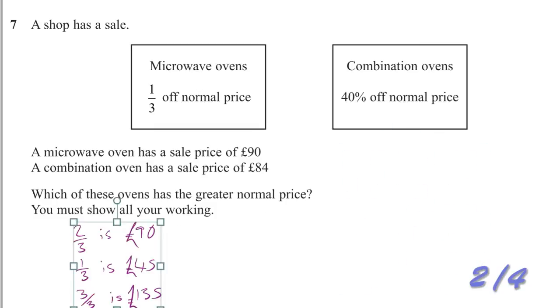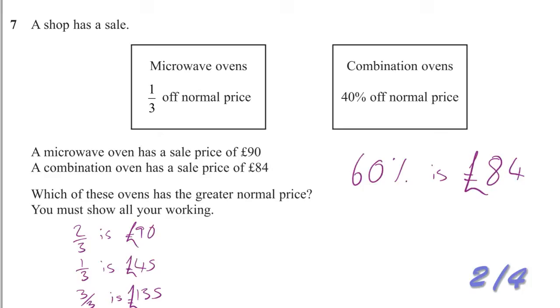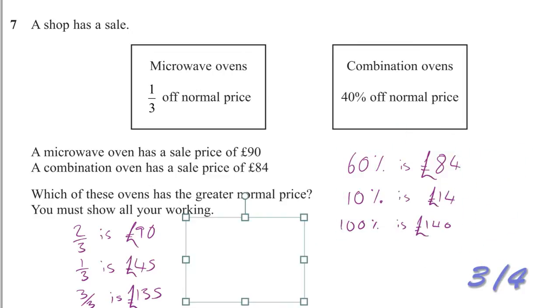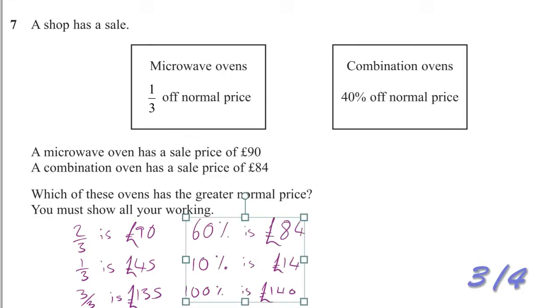So the combination oven is 40% off, that's leaving 60%. So 60% is £84. We want to find out what 100% is, so a nice step would be to find out what 10% is. 10% would be 84 divided by 6, which is £14. So 100% is £140. So looking at those two prices, it's quite clear that the combination oven was the more expensive, had the greater normal price.